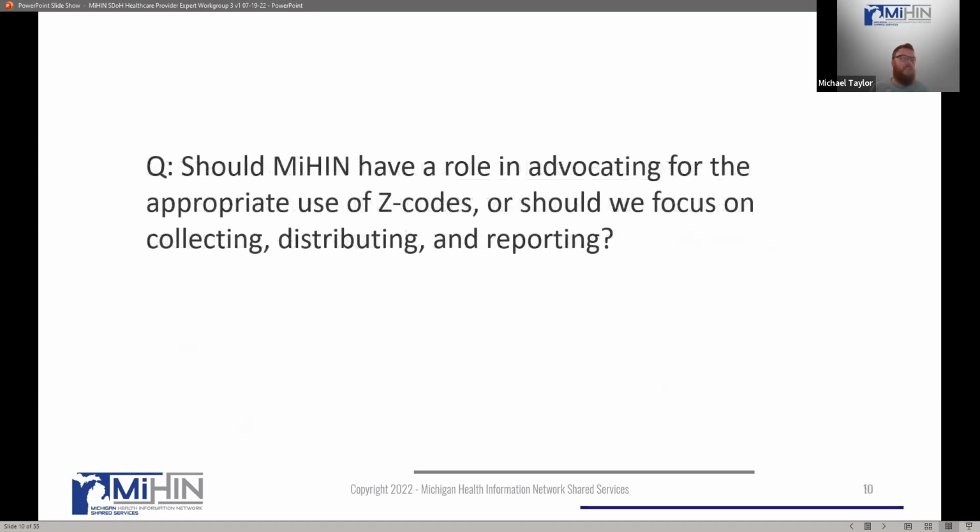We're trying to surface as an ecosystem, as Michigan, what do we want to try to work on? What are we comfortable with? What do we want to implement? So the next question is, should MiHIN care? Should we have a role in advocating for how Z codes are used, or should we just focus on collecting, distributing, and reporting?